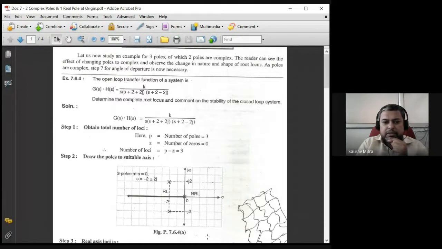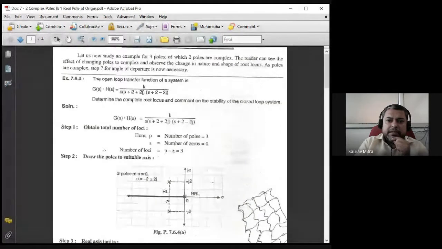So this root you can find from the numerator, that is s is equal to minus 2 plus 2j is one root, one pole. S is equal to minus 2 minus 2j is another pole. So these two are the poles, complex poles. And whenever there are complex poles, all the steps will be there, plus the seventh step also will be there. The seventh step is the calculation of angle of departure.